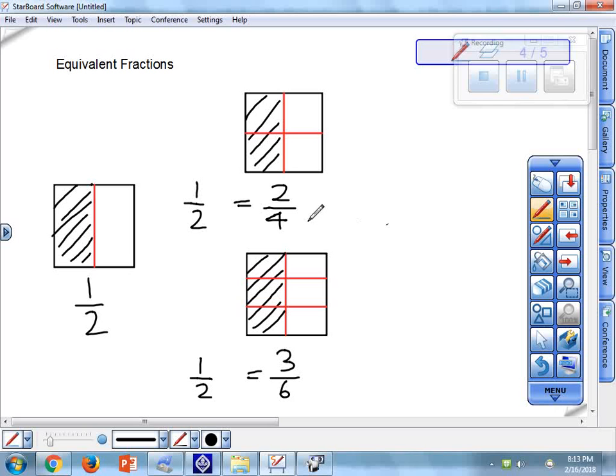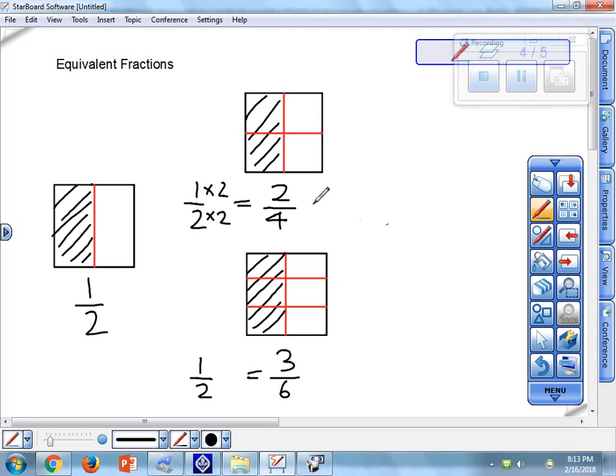Now numerically, here's what happened. I doubled the number of shaded pieces here, and I doubled the number of pieces that the square was cut up into. So by multiplying the numerator and the denominator by the same value, which was 2 in this case, I created an equivalent fraction of 2/4.